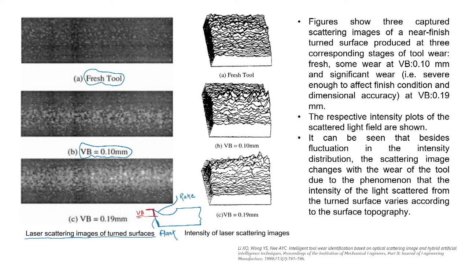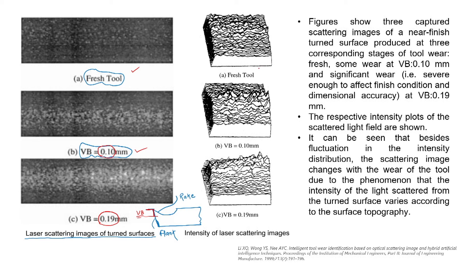When we are using a tool, the tool is deliberately used here having a VB value of 0.10. So this point must be noted. In the first case we used a fresh tool and carried out the turning operation. In the second case we deliberately used a tool with 0.1 mm wear. In the third case we used a severely worn out tool, and its value is 0.19. Now when we have used these three different types of tools, what is the surface that we have got?